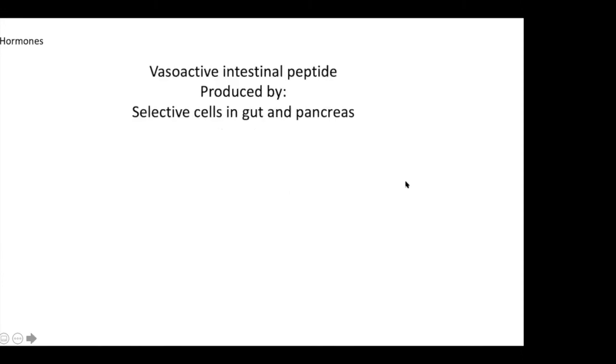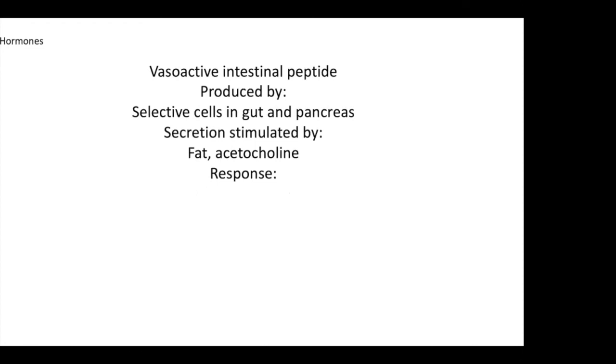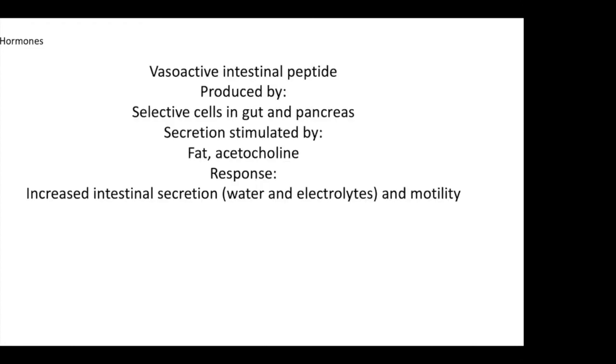Glucagon, alpha cells of the pancreas, stimulated by parasympathetic acetylcholine, amino acids, low glucose, inhibited by high glucose, high insulin, and somatostatin. This causes glycogenolysis, gluconeogenesis, lipolysis, ketogenesis, and all the other things.